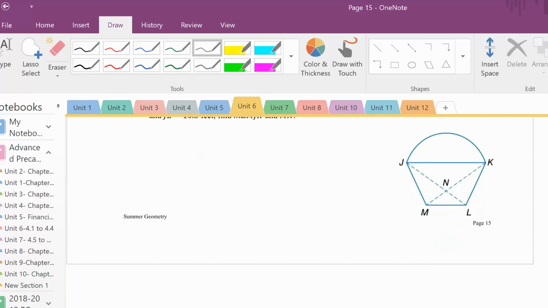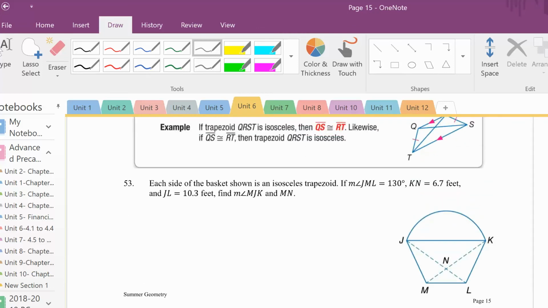So if you look here, it says each side of the basket shown is an isosceles trapezoid. So here JKLM is an isosceles trapezoid. The measure of angle JML, so this whole thing, is 130. KN is 6.7 feet. JL, the whole thing, is 10.3. So it wants you to find the measure of angle MJK.